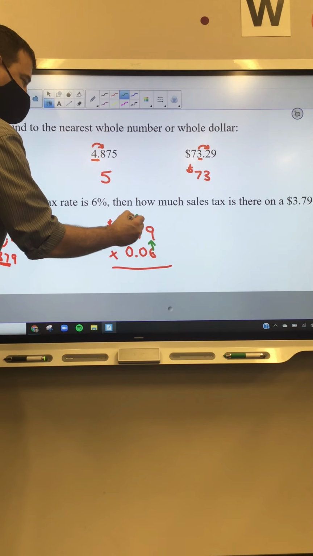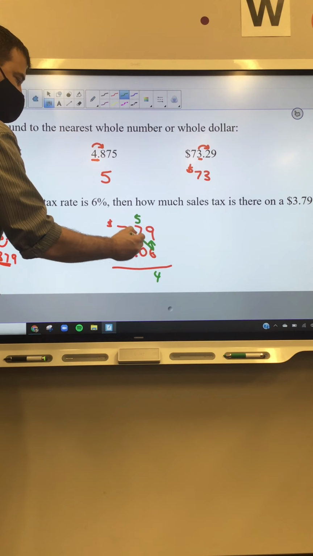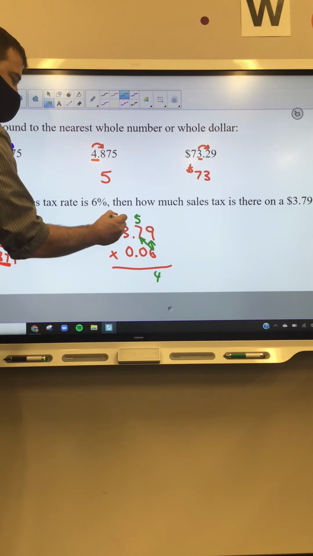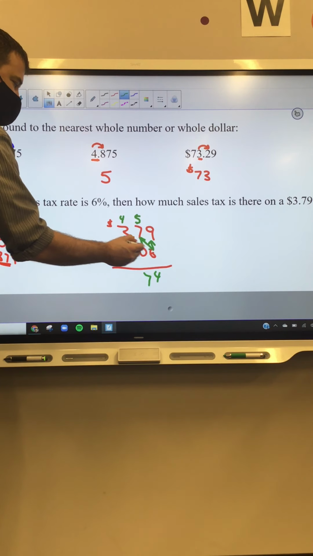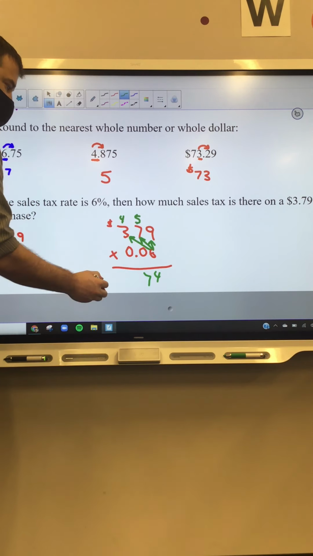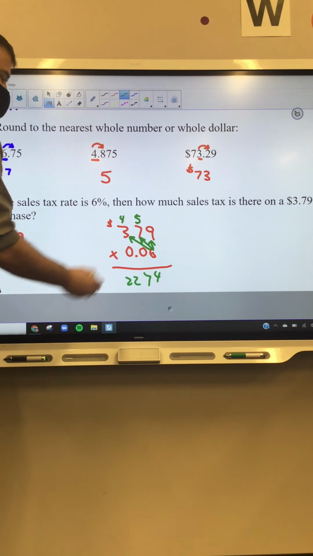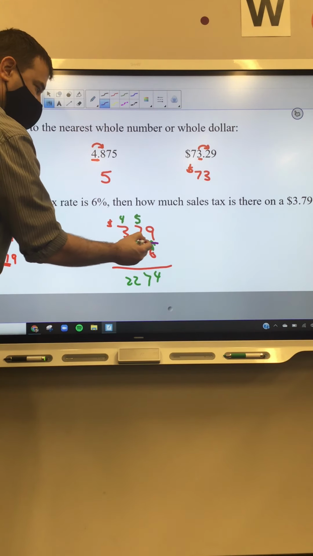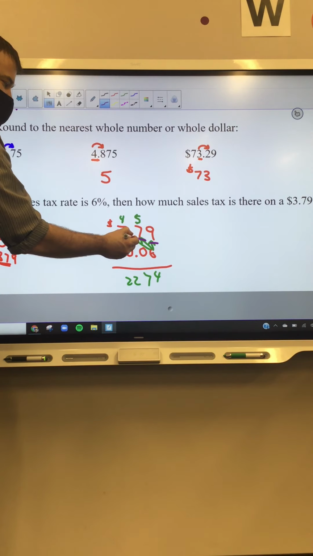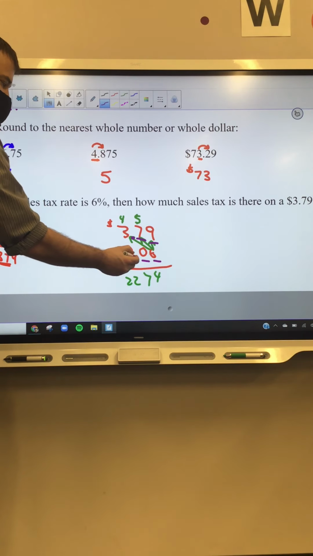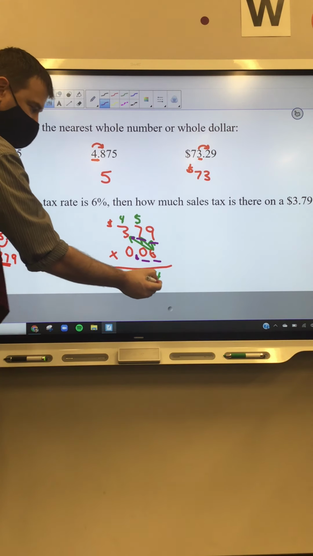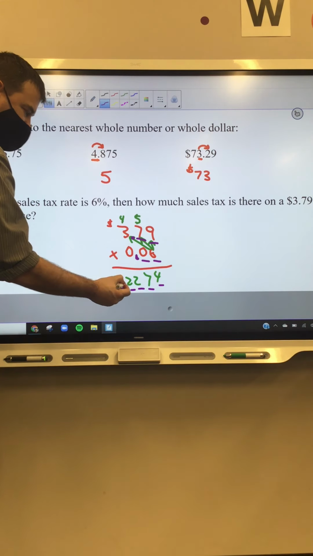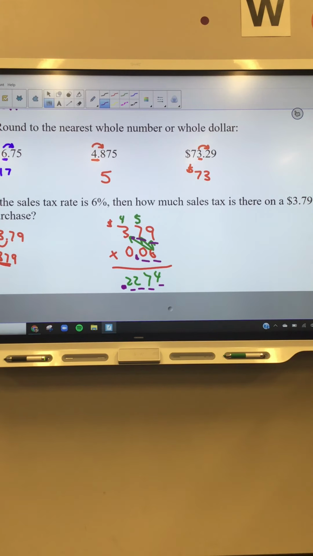I do 6 times 9, which is 54. I do 6 times 7, 42, plus 5 more is 47. I do 6 times 3, which is 18, plus 4 more is 22. 2,274. I think that's a little high, isn't it? Except I didn't do any of my decimals. Here I've got 2 place values behind the decimal. Here I've got 2 place values behind the decimal. That's a total of 4. So I do the same thing here: 1, 2, 3, 4. My decimal goes there. 0.2274. How many cents is that?